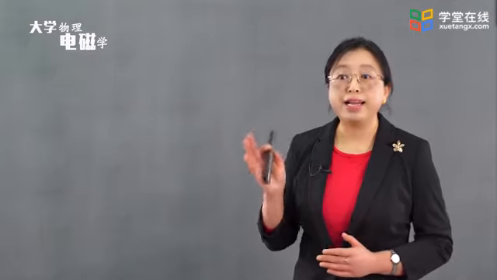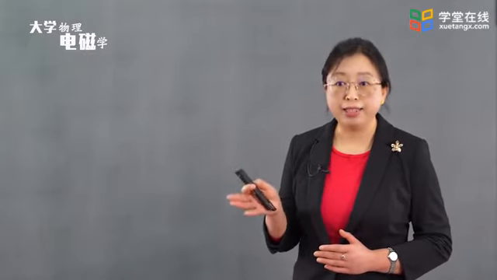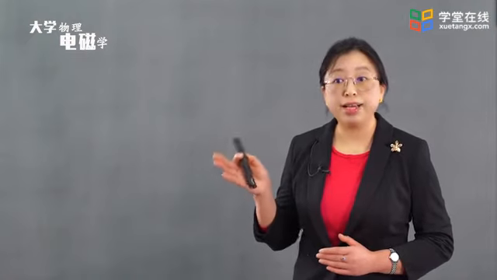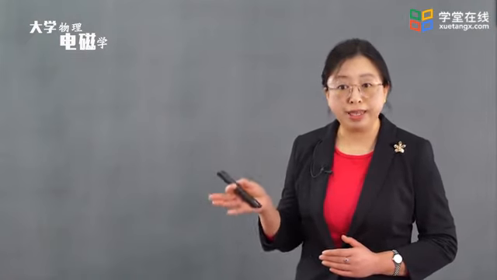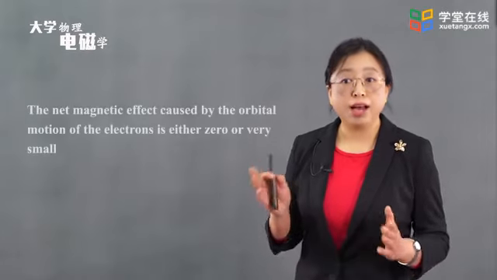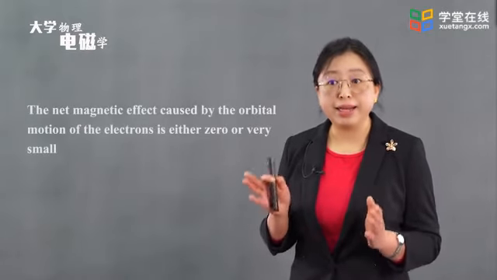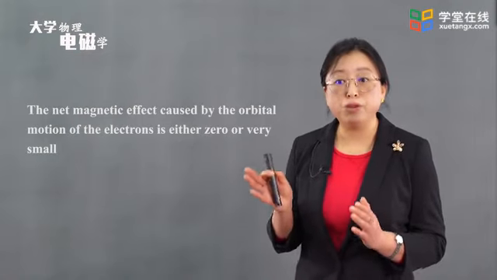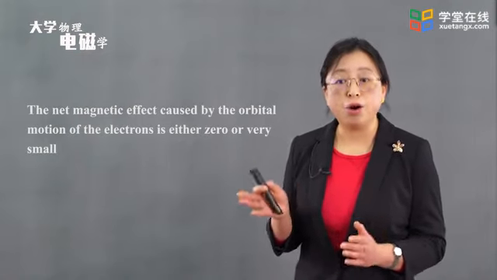But we have not answered the question yet. All materials contain electrons, but why are most materials not magnetic materials? Actually, in most materials, the magnetic moment of one electron in the atom is cancelled by that of another electron which is orbiting in the opposite direction. As a result, for most materials, the net magnetic effect caused by the orbital motion of the electrons is either zero or very small.